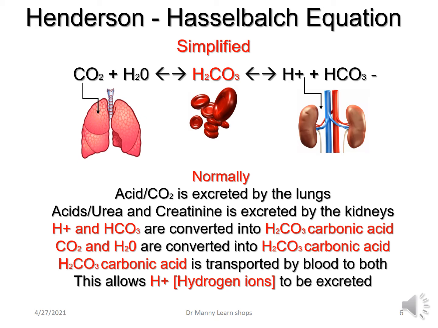So hydrogen ion and bicarbonate are converted into carbonic acid. CO2, carbon dioxide, and water are converted into carbonic acid as well. Carbonic acid is volatile and can be transported in the blood to both the kidneys and the lungs. And this allows hydrogen ions to be excreted.